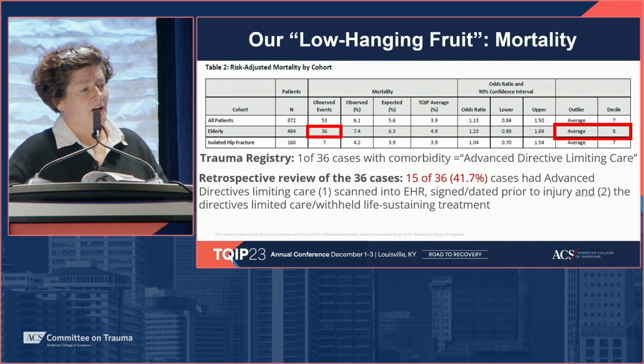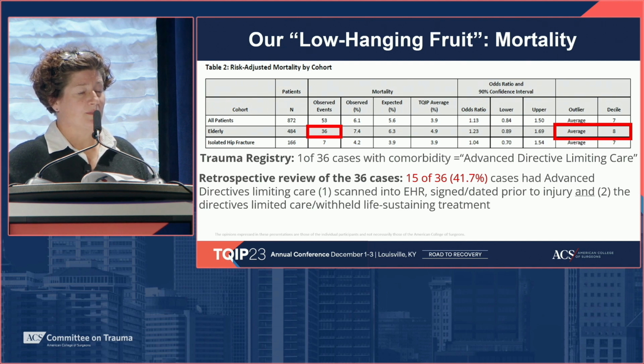And at the end, of the 36 cases, 15 of those cases had advanced directives that actually limited care. They were scanned into the electronic health record. They were signed and dated prior to the injury, and the directives actually limited or withheld life-sustaining treatment. There were 15 additional, most of which didn't limit care. And when I opened them, the patients were very clear that they wanted all heroic measures. They wanted all life-sustaining treatments. And I had 2 or 3 that were scanned in under advanced directives that actually were simply healthcare proxies. So that is not an advanced directive limiting care.